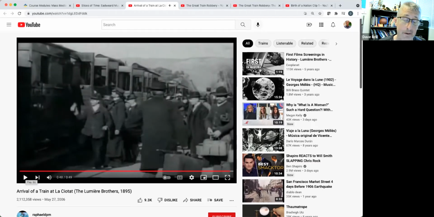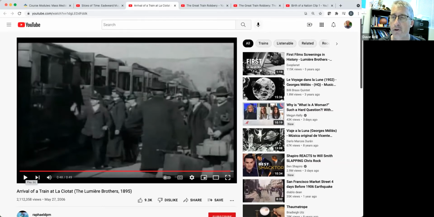All it is, it's literally a train arriving at a station. The music, if you had been alive back in this theater in 1895, the music would have been playing live. There was no soundtrack or music to accompany the film. It was always done live.